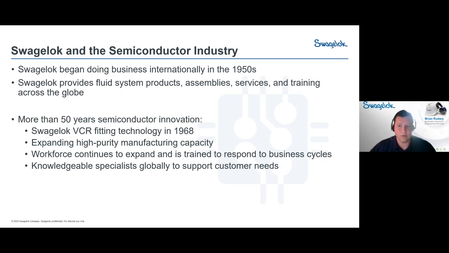Today, SwageLock continues to focus on expanding our high purity manufacturing capacity with a workforce that is agile and well trained to meet the demands of the global business cycle. And like I previously mentioned, through our global network of authorized sales and service centers, we can really position ourselves and our experts to support customer needs all over the world.